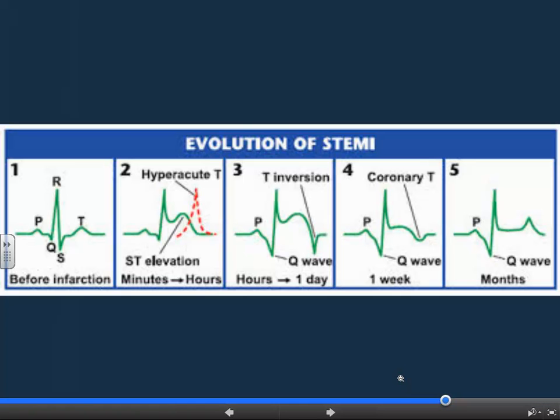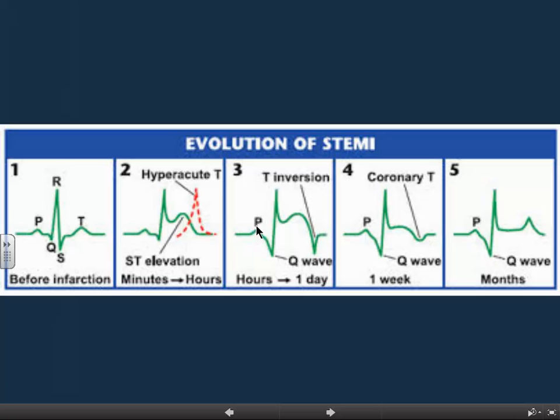So normally your ST segment is going to be isoelectric. All right. You start having ST elevation minutes to hours. All right. Still have a T wave there. Then you start seeing a T wave inversion. Notice what I was talking about earlier. See how your Q wave right there is just about baseline? See the difference here? Does that make sense? All right.